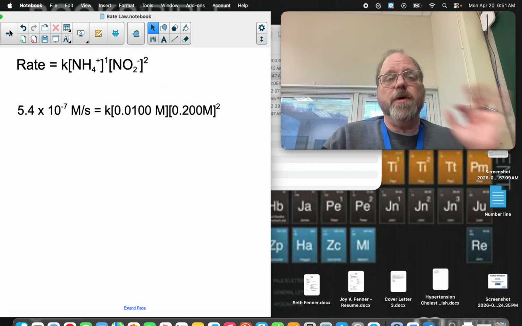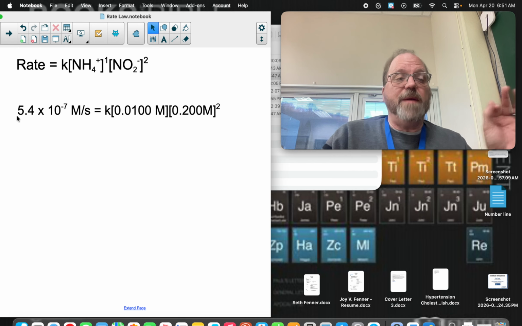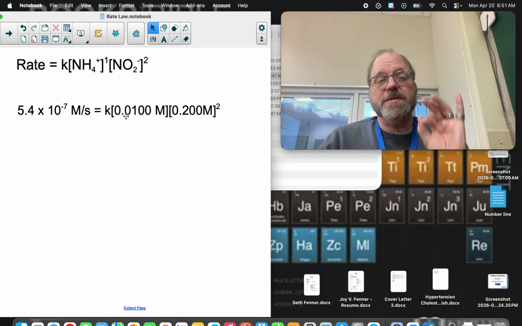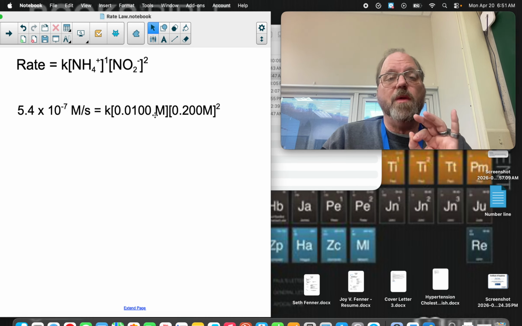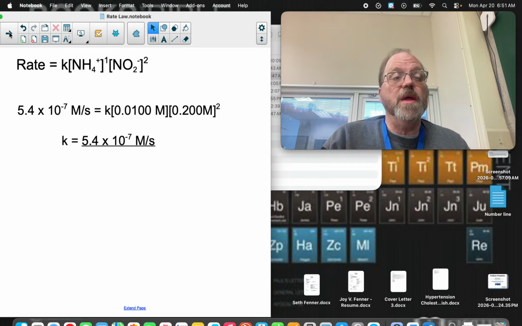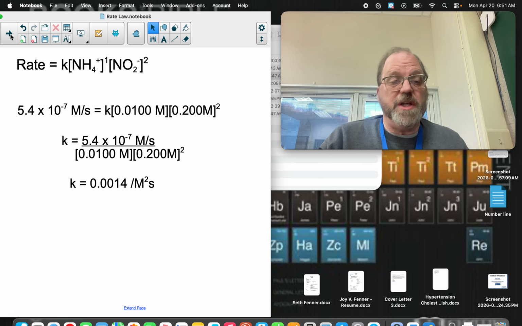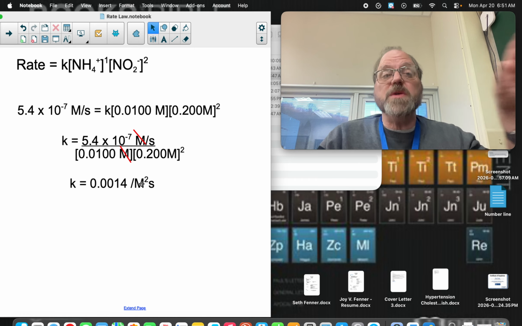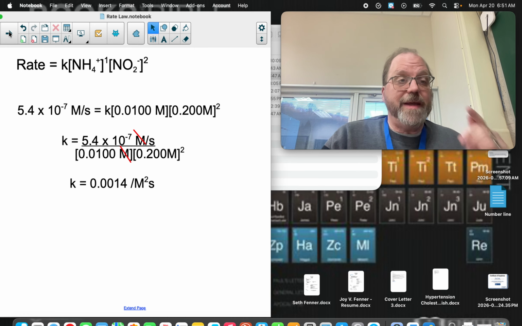And we're going to take and put our values in. So we have 5.4 times 10 to the minus 7th molar per second is equal to k times the concentration of 0.0100 molar times 0.200 molar squared. Now we're going to solve for k. k is going to be equal to the rate divided by concentrations. And I have to look at units here. So when I do that, my molars cross out. It's going to be per molar squared second. So that's my rate constant, my k value.